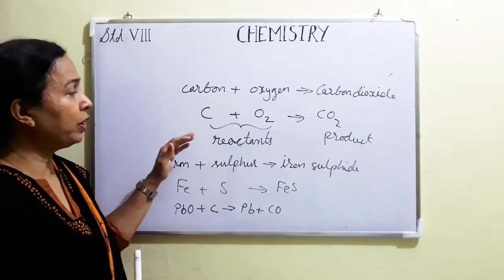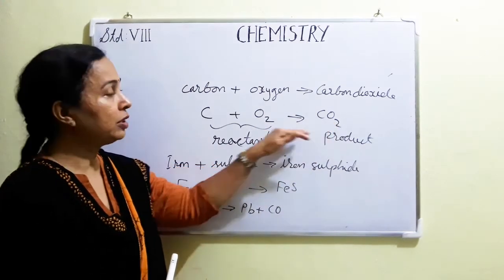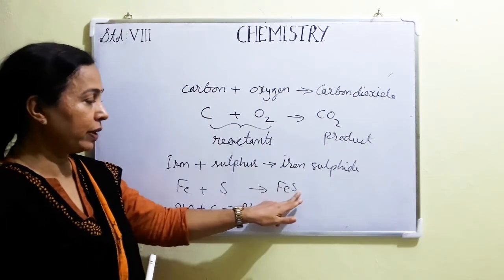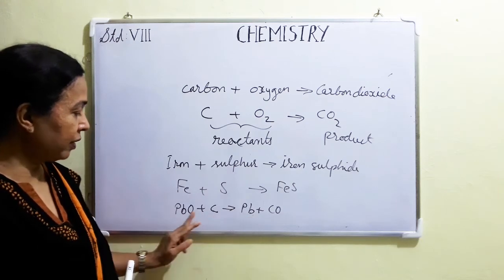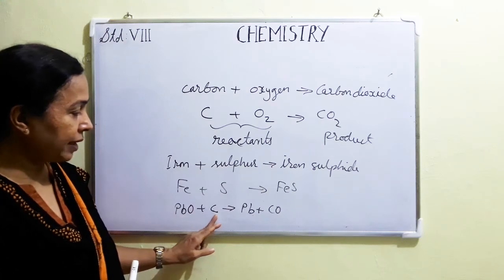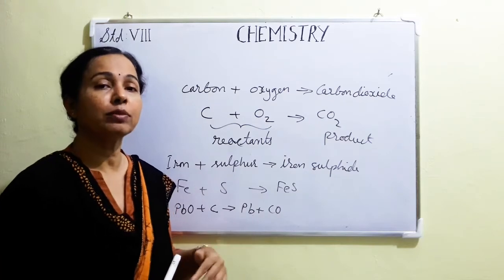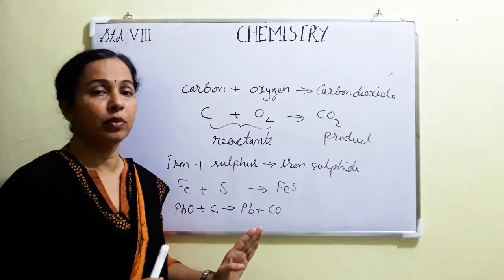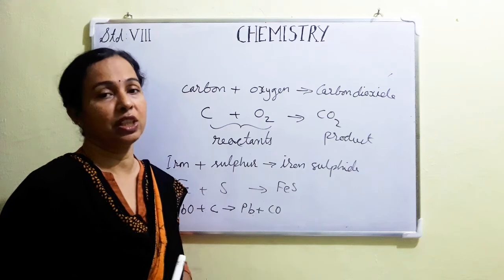Now in these equations, when you look on the left side, one carbon, here also one carbon, 2 oxygen, here also 2 oxygen. Here one iron, here also one iron, here one sulfur, here also one sulfur. One lead atom here, one lead atom on the product side. One oxygen on the reactant side, one oxygen on the product side. One carbon on the reactant side, one carbon on the product side. Means the total number of atoms of each element on the reactant side and product side are same, or equal. Such equations are known as balanced equations.